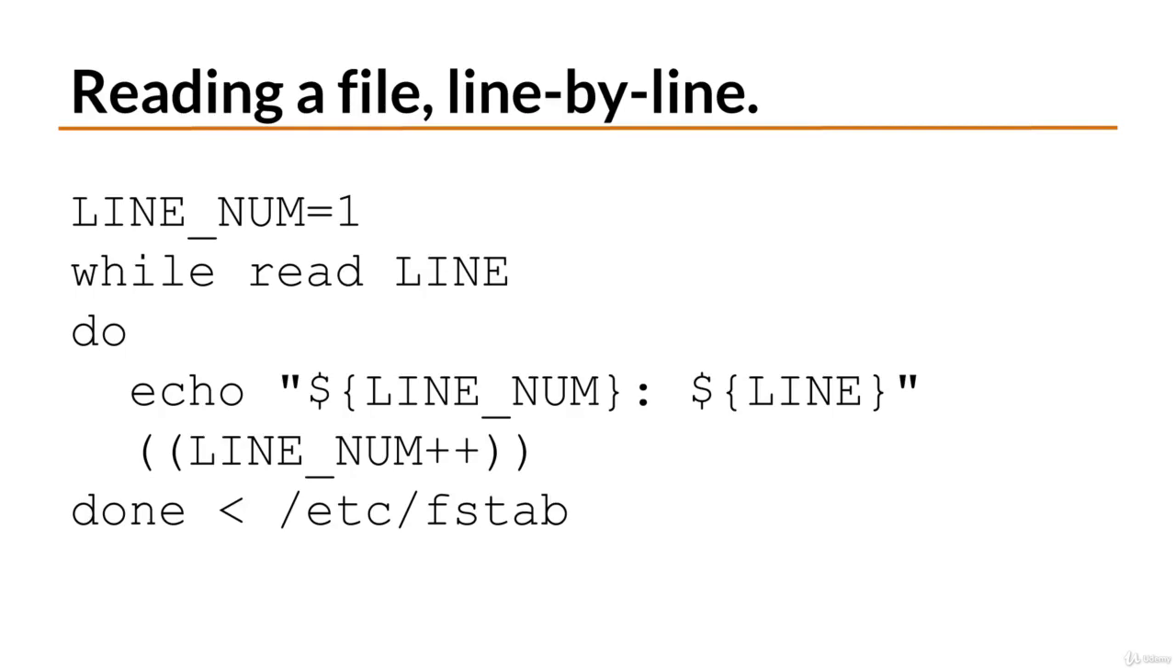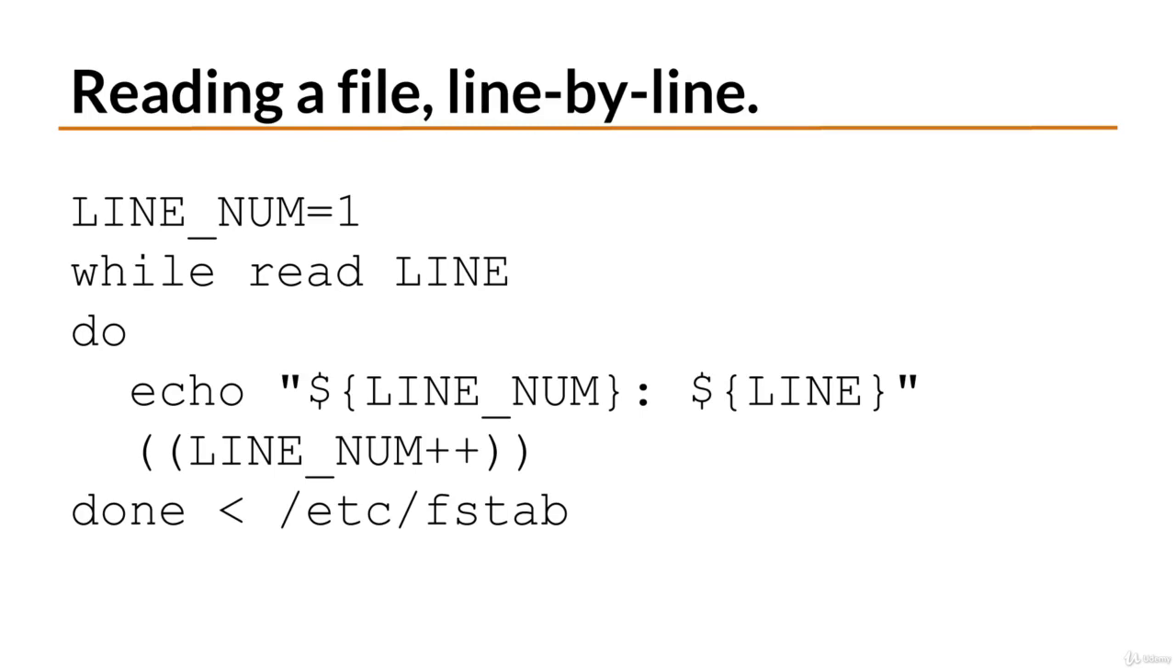If you've ever tried to use a for loop to read a file line by line, you'll quickly find that it doesn't work. What happens in that situation is the for loop will read the file word by word. To actually read a file line by line, use while in conjunction with the read command. On the last line of the while loop, use the keyword done, followed by the less than sign, followed by the file you wish to read.